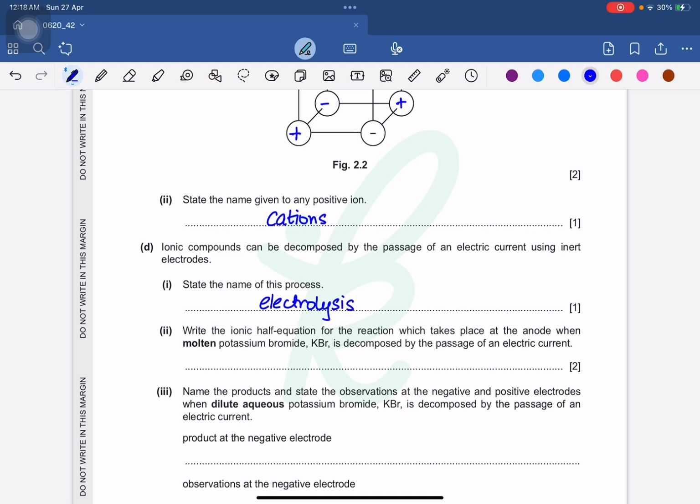Write the ionic half equation for the reaction which takes place at the anode, which is the positive electrode, when molten potassium bromide is decomposed by passage of an electric current. So we know that the anode will attract the negative ion, which is bromide, and as it is molten, bromine will be formed. So for that, the equation will be 2Br- gives Br2 + 2e-. Now, as bromine is diatomic, we have to write it as Br2.